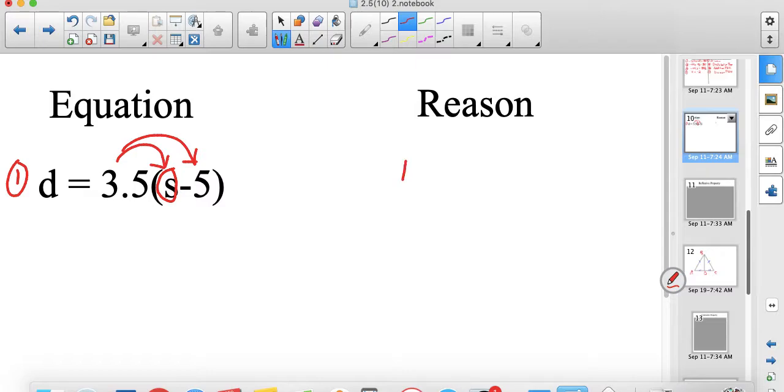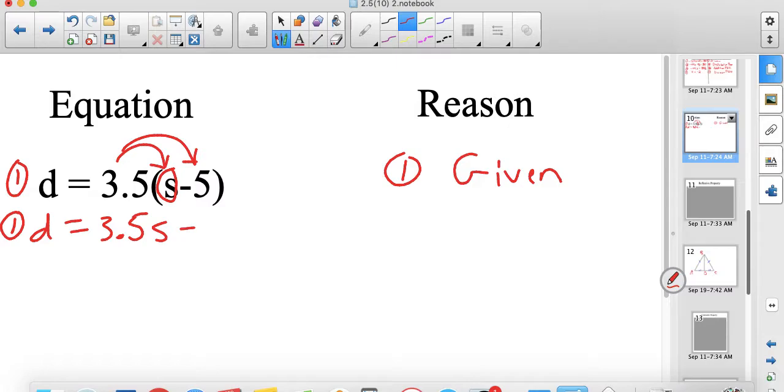So we write our original equation that was given to us. Now we'll distribute it in. D equals, I get 3.5s minus 17.5. That was, as we said, our distributive property.